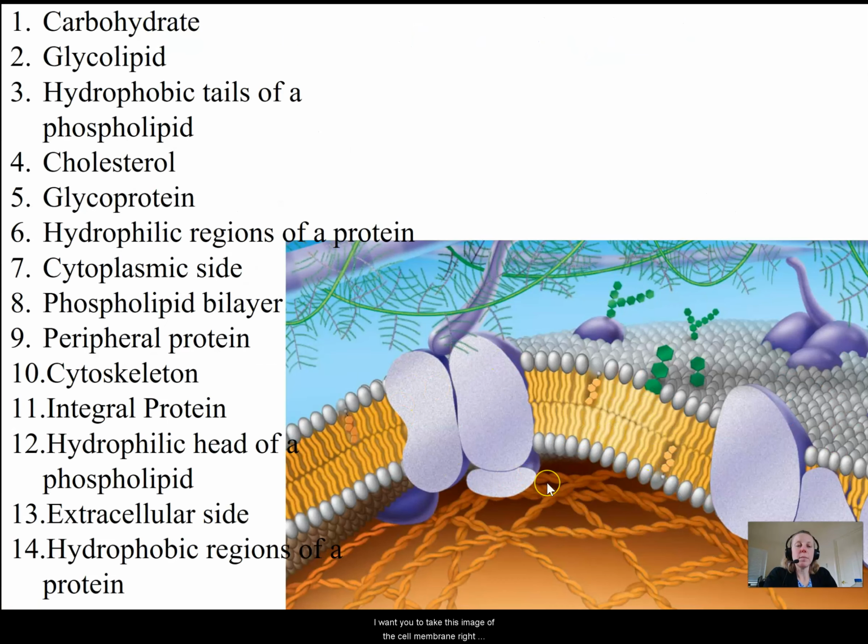I want you to take this image of the cell membrane right here and label it with all of these different parts or different components. Where are the carbohydrates, the glycolipids, phospholipids, things like that. And I'll post the answer key for you on Canvas so that you can see where all of those different parts are.